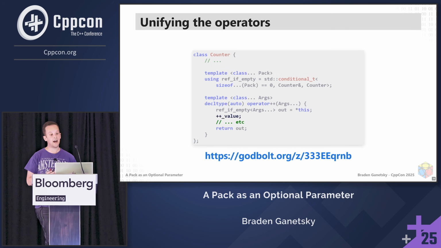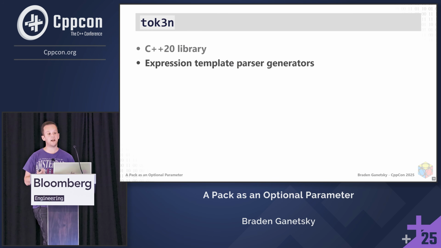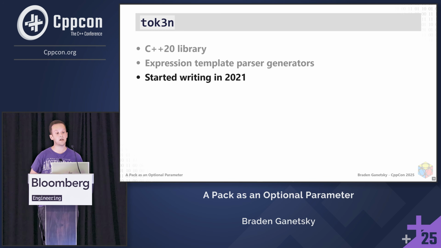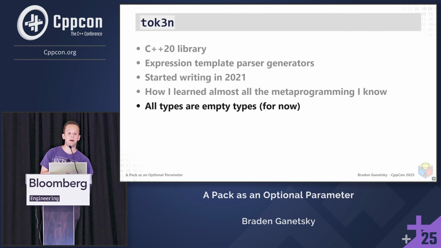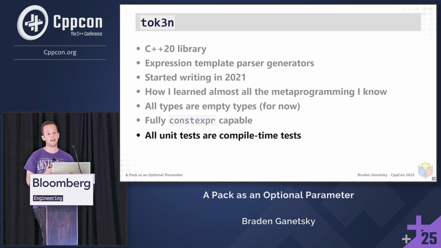Now this is something I do in my library. The body could actually be anything. So in my library, I'll introduce my library very quickly. Parser combinator library in C++20. I started writing it in 2021. If you ever talk to me in person at these conferences, I never stop talking about it. It's how I learned almost all the metaprogramming I know. All the types are empty, almost all of them for now. It is fully constexpr capable, and all my unit tests are compile time tests.